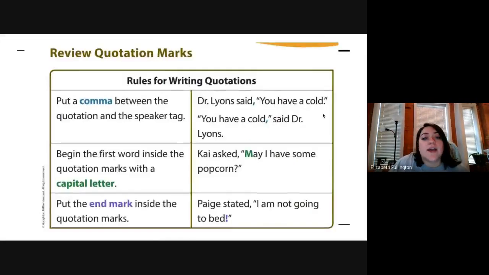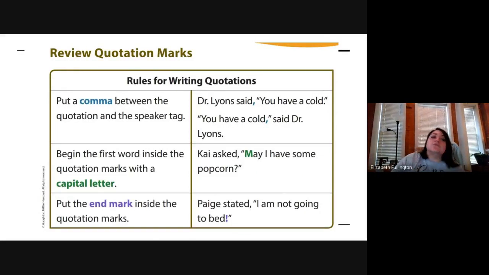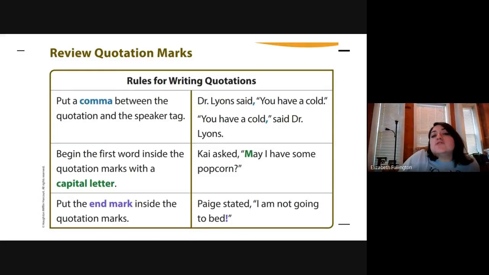Okay, so we're going to go ahead and keep moving. So this is super easy. We're just reviewing quotation marks. We did this yesterday, so I'll just read the rules. Rule number 1 for quotation marks and commas: put a comma between the quotation bubble and the speaker tag. So we separate them because that tells you who is saying the dialogue. It says here, Dr. Lyons said, that's the speaker tag, and then you have your comma, and then you have your quotation bubble. You have a cold. So the comma separates the speaker tag and the quotation bubble, okay?